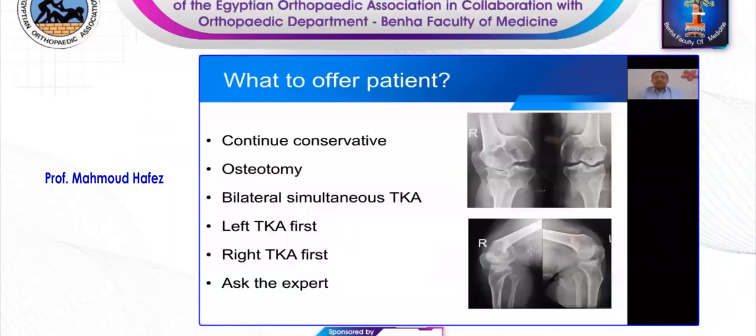So here are the questions. The first question to you: do you continue on conservative treatment, or would you consider doing osteotomy first? Or do you like to do bilateral simultaneous TKA for this patient? Or do you want to do unilateral, starting first with the left side, or do you start with the right side, or ask the expert?